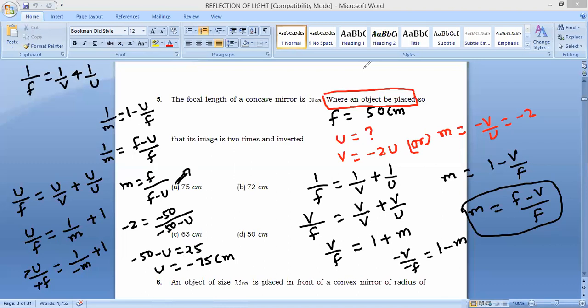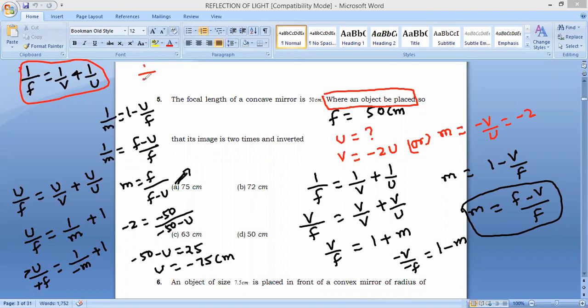Directly you can apply this formula and get u. There is no need that you should apply this formula only. This is one of the methods. You can apply the mirror formula also, that will be easier, because v means minus 2u, you know. The second method is confusing, and it is lengthy. Directly here they gave the focal length.